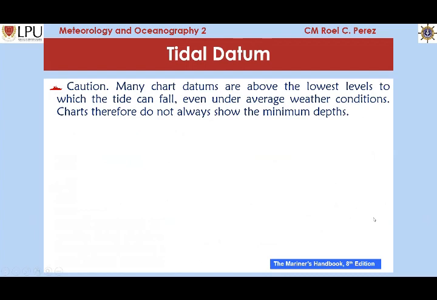Okay, so this is a caution. Many chart datums are above the lowest levels to which the tide can fall, even under average weather conditions. Charts therefore do not always show the minimum depths. If the tide falls so much lower than the tidal datum, then there is a problem in calculating your height of tide.